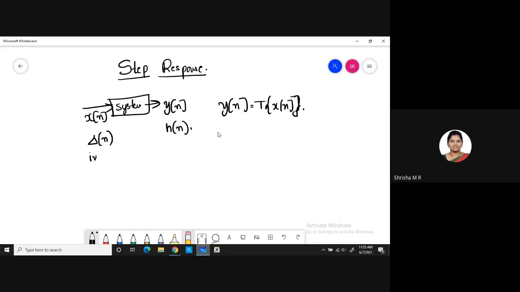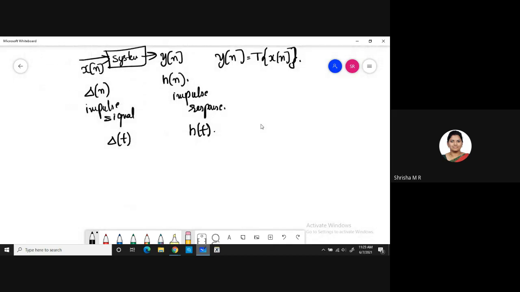If you give the impulse signal to the LTI system, you get the impulse response. The response to that impulse signal is the impulse response. It's the same for continuous time also. If you give the delta t impulse signal, you will get h of t, which is the impulse response. So that is about the impulse response. So today's class we'll see what is step response.